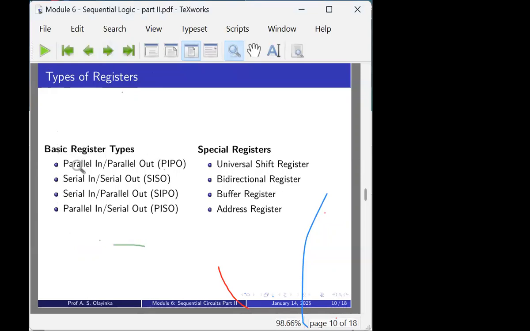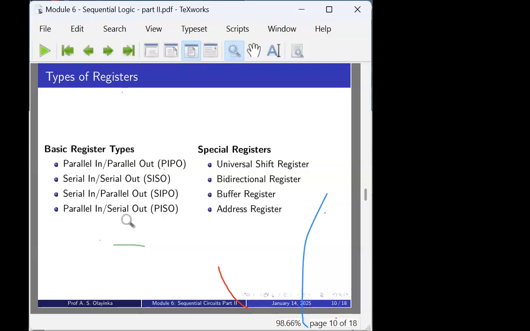Now, the basic register types. We have the one we call PIPO, SISO, SIPO, and PISO, the basic types of register. The PIPO, you have parallel in and parallel out. SISO is serial in, serial out. Then you have the SIPO, serial in and parallel out. And here also you have the PISO, parallel in and serial out. These are the basic arrangements you can have for a register.